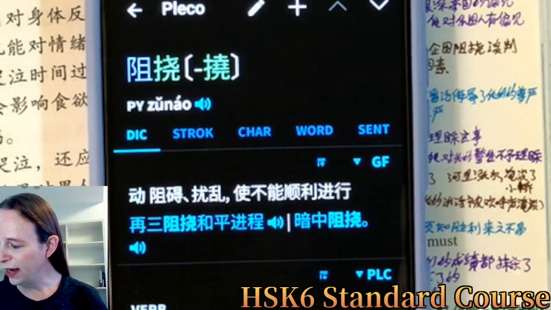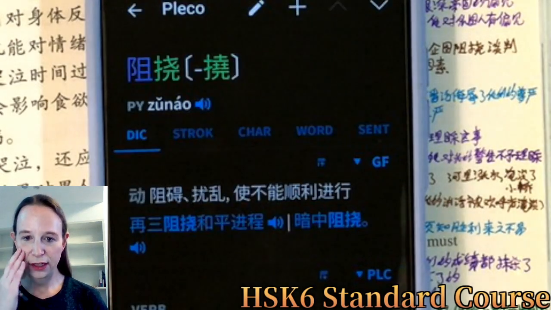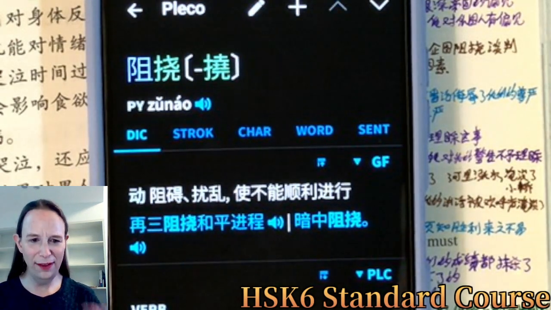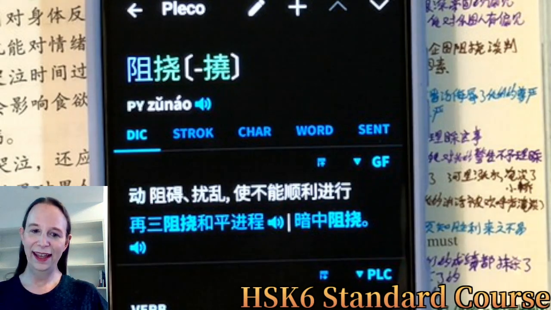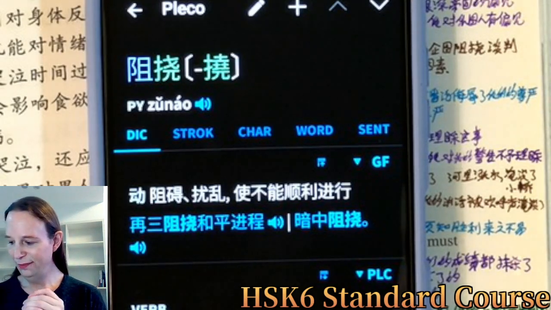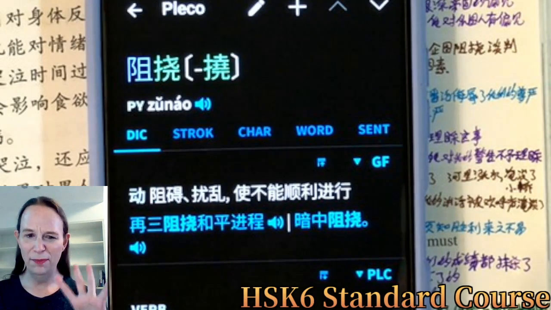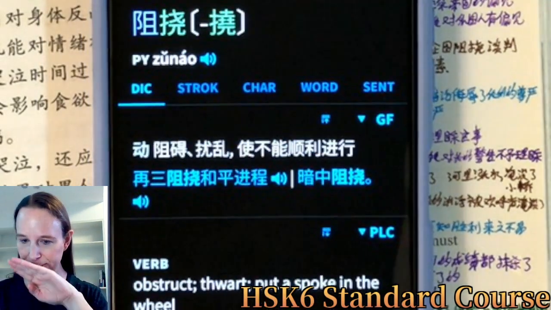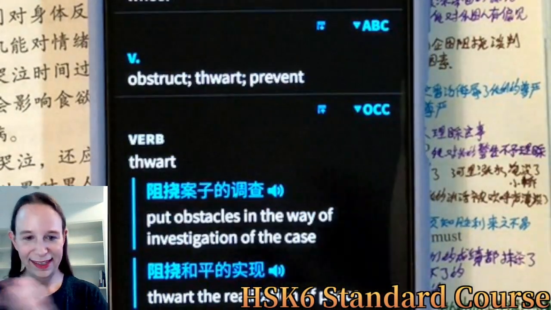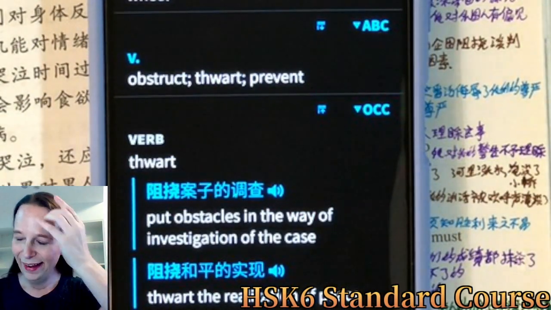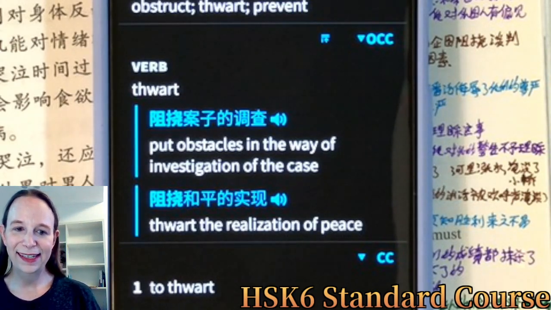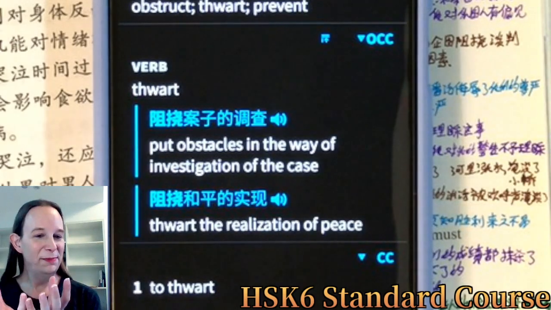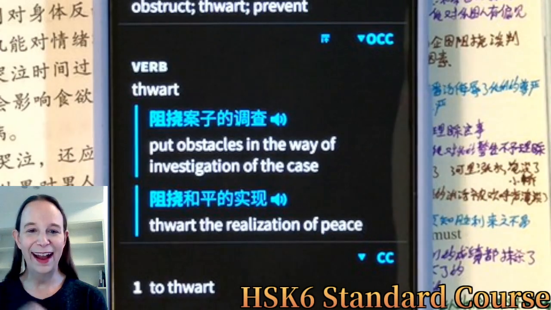Okay, 再三阻挠和平进程. 再三, have we studied that? Maybe we haven't. It's just one of the many ways of saying repeatedly. There's different grammar behind them, so I don't want to get into that right now. It will be in this textbook or the other textbook somewhere. 阻挠, verb. I think it must take an object, right? Or at least something must be thwarted. You can't just thwart, right?